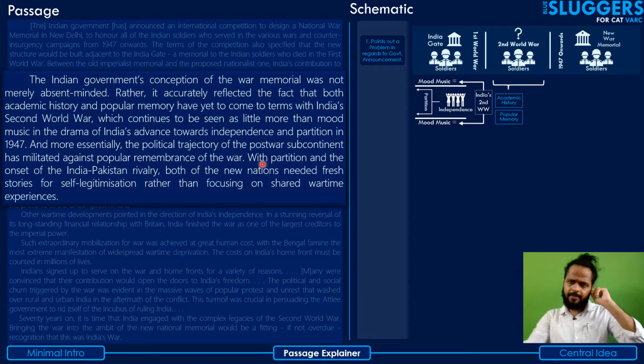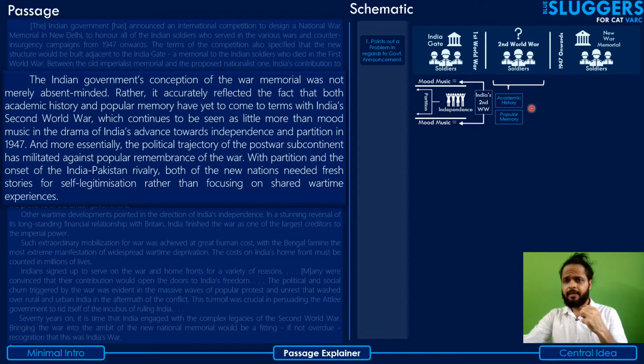So, what the author means to say here is that the Indian government's conception of the new memorial, where it is to represent only the soldiers who served from 1947 onwards and not the Indian efforts that were put into the Second World War, is not just a result of them being absent-minded. It's not like they actually wanted to include them, but forgot about it, right? It's not just a silly error. Rather, this conception of the Indian government of the war memorial accurately represents a more fundamental, deeper problem.